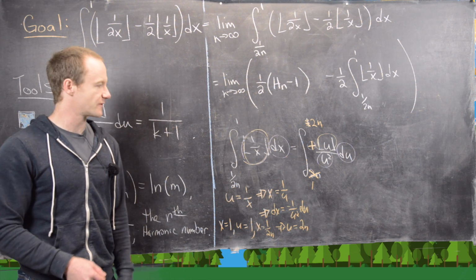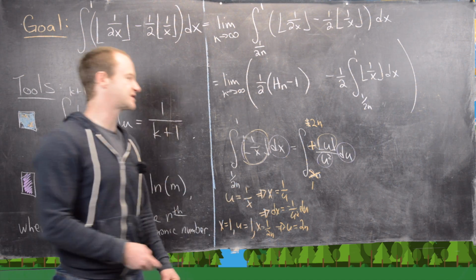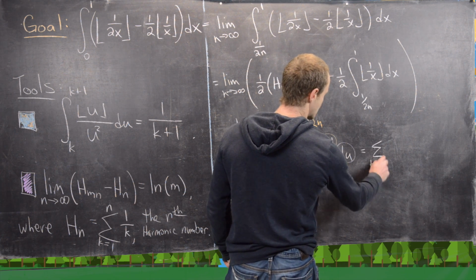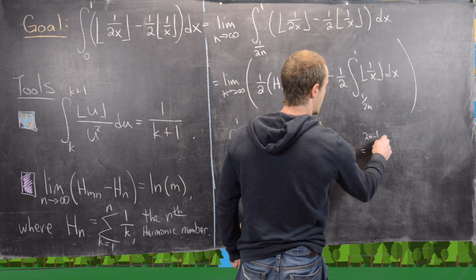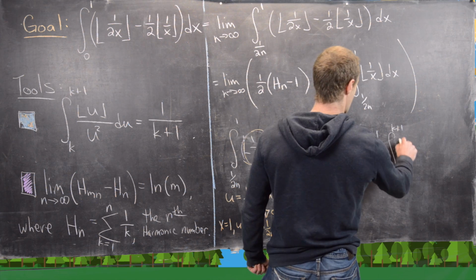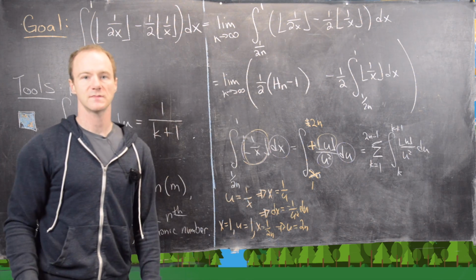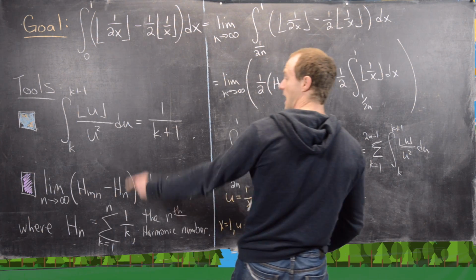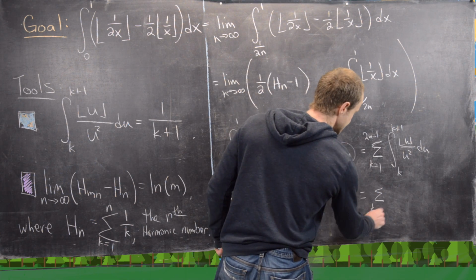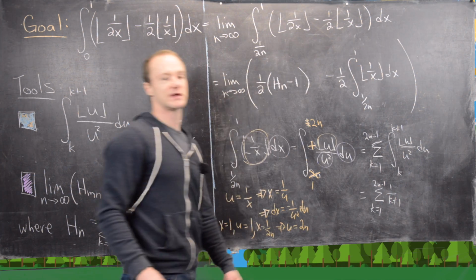And then, since this is a floor function, it's really obvious to break this up into a sum over the intervals 1 to 2, 2 to 3, and so on and so forth. And so we'll do that. So this is going to be the sum, k equals 1 up to 2n minus 1, of the integral from k up to k plus 1 of the floor of u over u squared du. Okay, fantastic. But notice, by this first tool, we can replace this integral with just 1 over k plus 1. So here we have the sum from k equal 1 to 2n minus 1 of 1 over k plus 1.